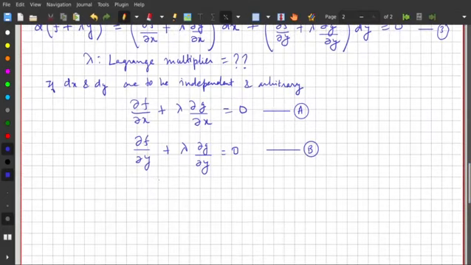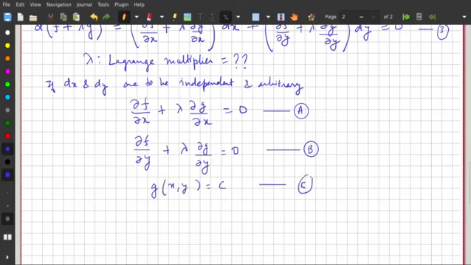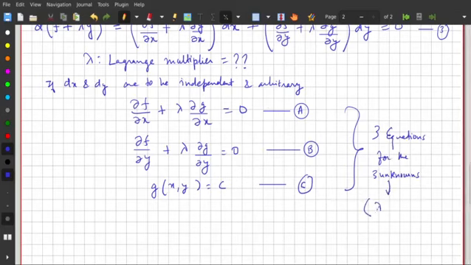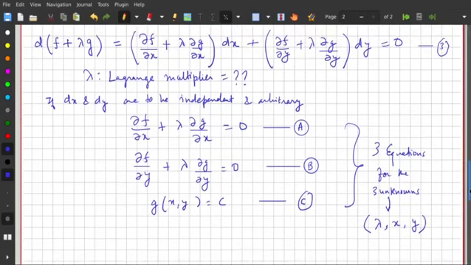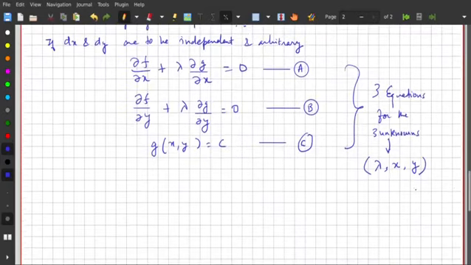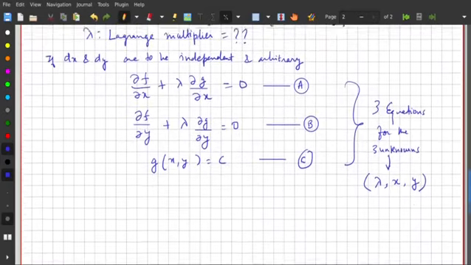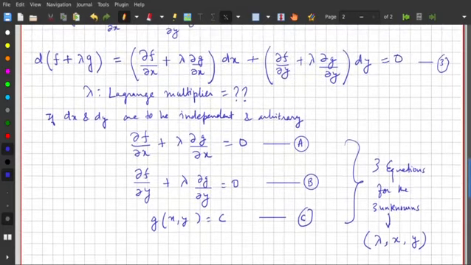using equation A and equation B and the constraint relationship, which is g of x comma y equals c, now you see we have three equations for the three unknowns that we need to find out. And what are those three unknowns? The three unknowns are lambda, the value of x, and the value of y, where the function is at its extremum.